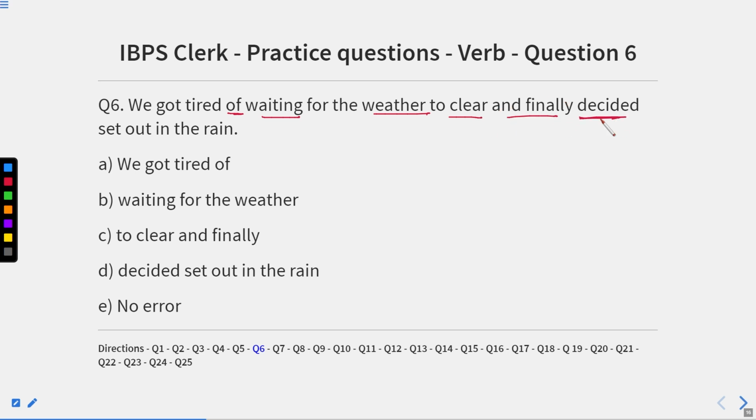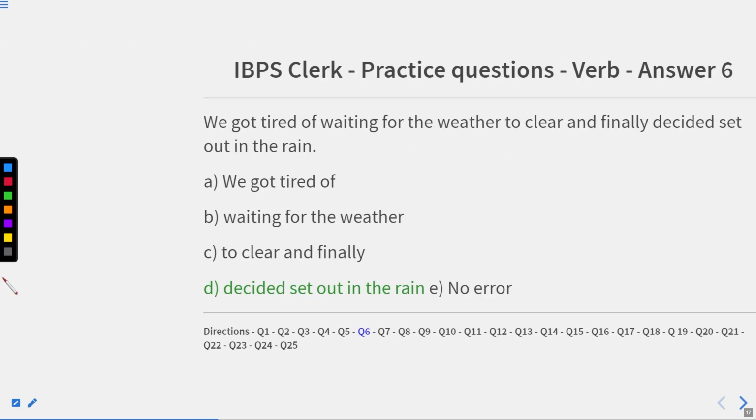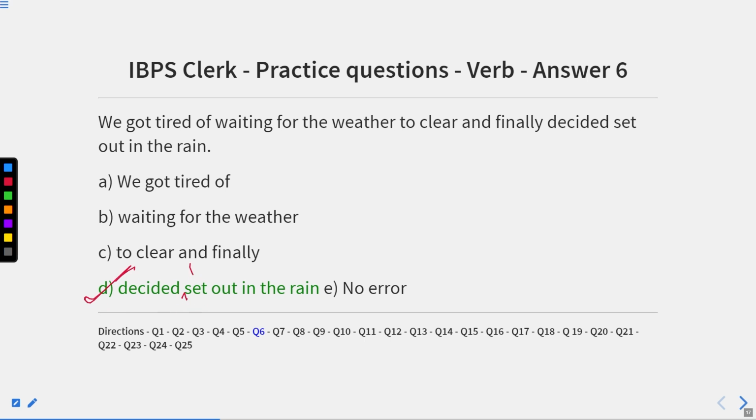And finally decided what? Now decided is a verb over here. And what have we decided? So when we do something to do something, the structure is infinitive. What have we decided? Sit out in the rain. It means to sit out in the rain. So to do this thing, we have decided. So here we need an infinitive. Therefore, before set out, we need to write to. So here the error is in part D, where after decided we should write to. So our answer is D. And again, the E part is no error.